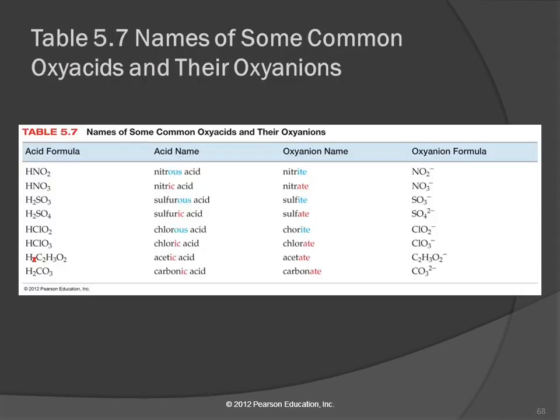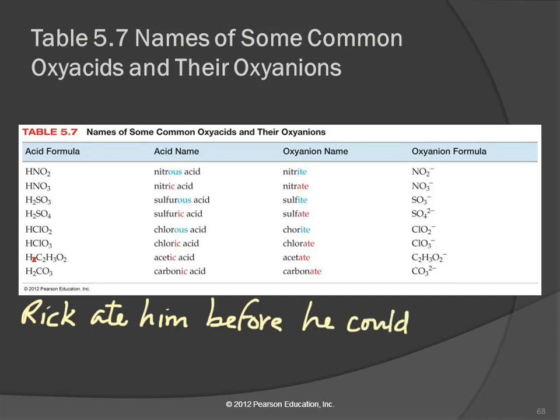And that's hard to remember. So, I have a silly sentence for you. I have lots of silly sentences. Rick ate him before he could bite us. It's a little bit of a stretch with the spelling there, but you get the idea. So here's -ite and -us. Those 2 go together. -Ick and -ate go together.